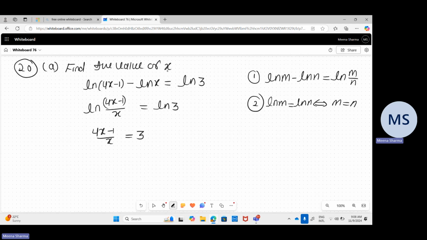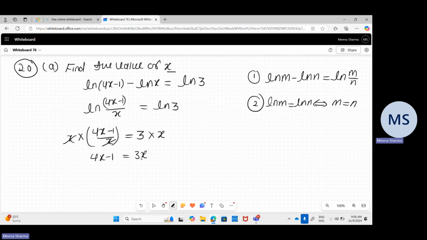We are finding the value of x. So we have to eliminate x from the denominator. For that, we have to multiply both sides by x. So that will be eliminated. And here 4x minus 1 equal to 3x will be left there.